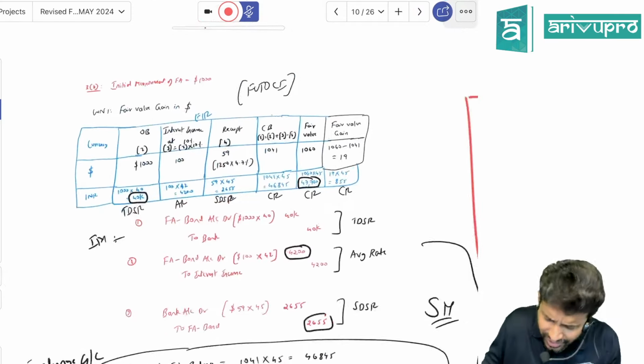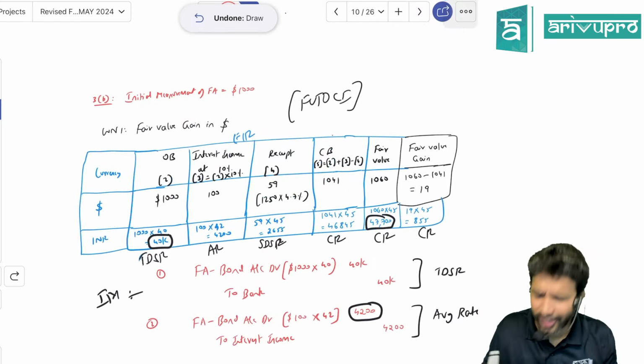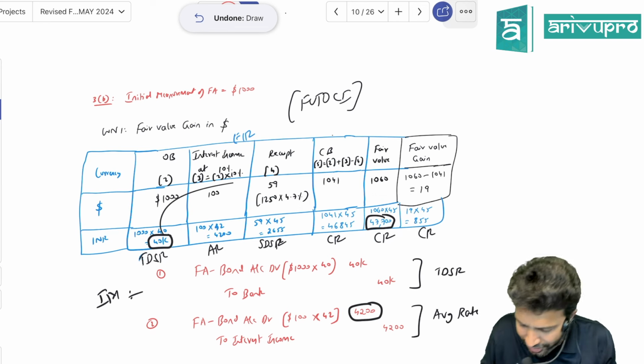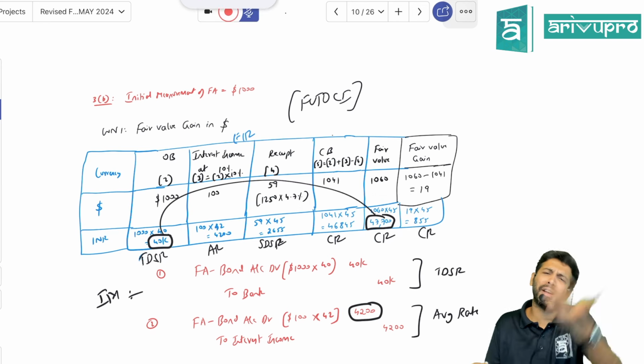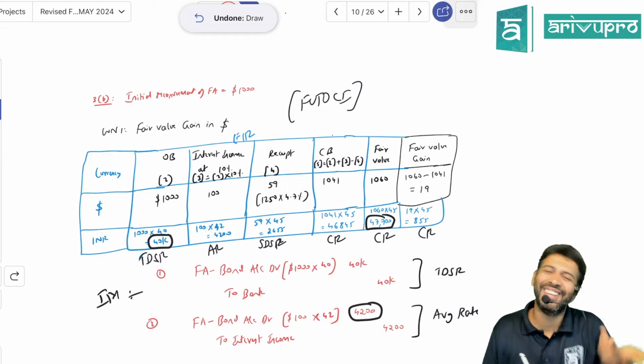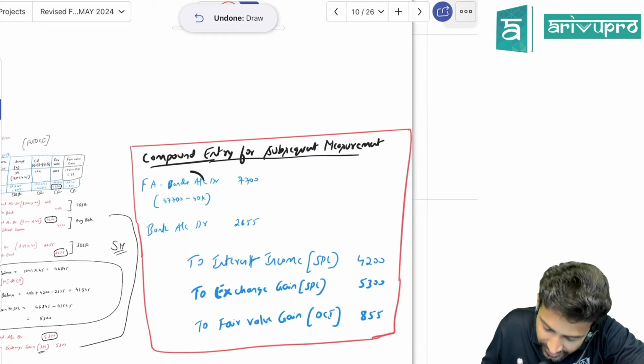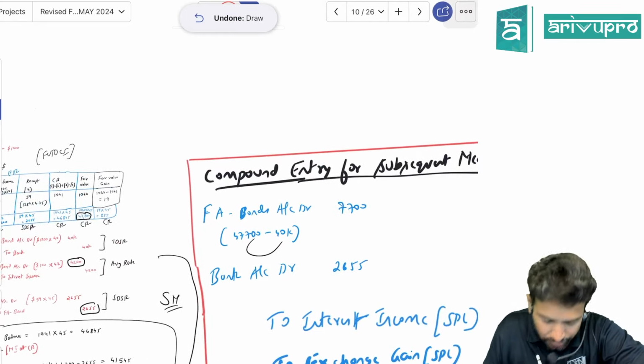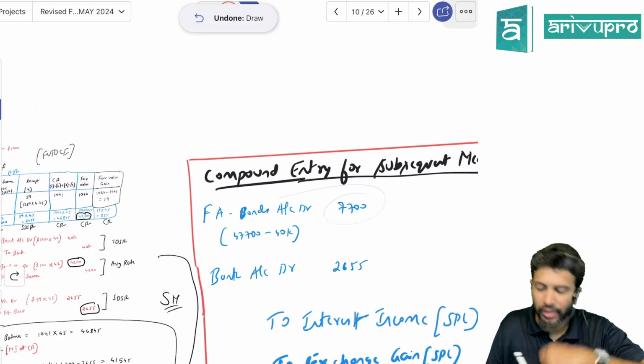Why? Sir, you are showing the bond initially at 40,000. Now you have to make it 47,700. From 40,000 to 47,700, if you compare, the difference is obviously 7,700. So the entry you will pass is financial asset bond account. From 40,000 you have to make it 47,700, so financial asset bond 7,700.